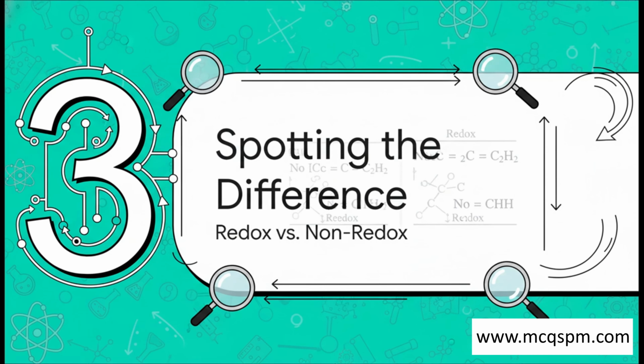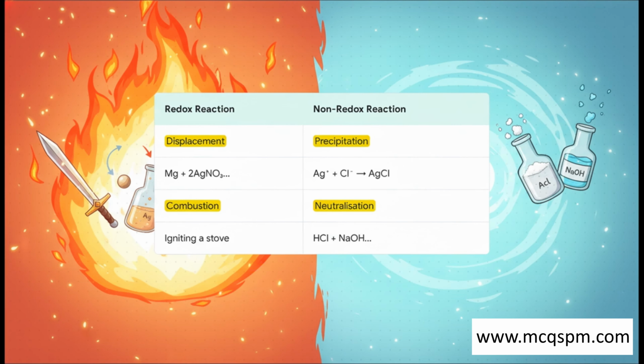Okay, let's move on. It's time to learn how to apply this. How can you look at any random reaction and know instantly if it's redox or not? It all comes down to recognizing the patterns. Check out this comparison. On the left, we've got our redox reactions, like displacement or combustion. In these, electrons are definitely on the move. But look at the right side, the non-redox reactions, like precipitation or neutralization. For these, it's more like the atoms are just swapping partners at a dance. Nobody is actually giving or taking electrons, so their oxidation numbers, their score, stays exactly the same.